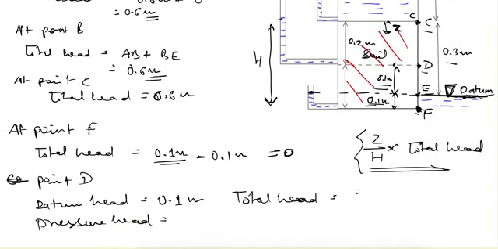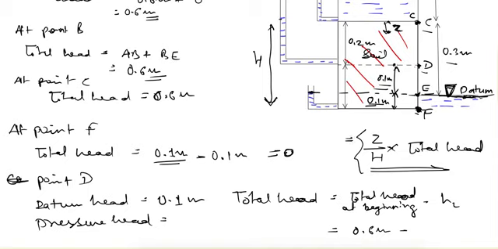And so total head is the total head at the beginning of the flow minus head loss. So total head at beginning was how much? 0.6 meter. And head loss we can calculate by this formula.